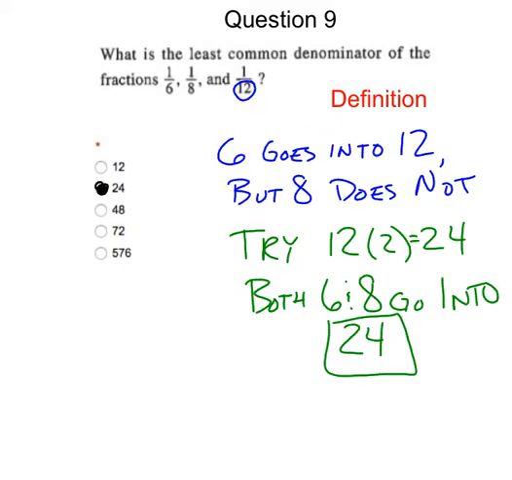Number 9, I'm looking for a common denominator. Whenever you're looking at a common denominator, look at the biggest first. 12 is my largest number. So I'm going to see if 6 and 8 go into 12. 6 looks like it does. 8 does not. So let's try 12 times 2, and if that didn't work, times 3 or 4. In this case, I do 12 times 2, that's 24. Both 6 and 8 go into 24, so 24 is my answer for question number 9.